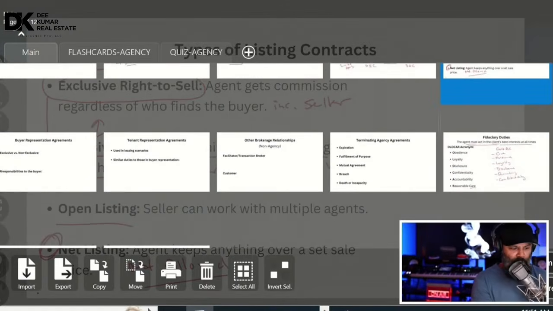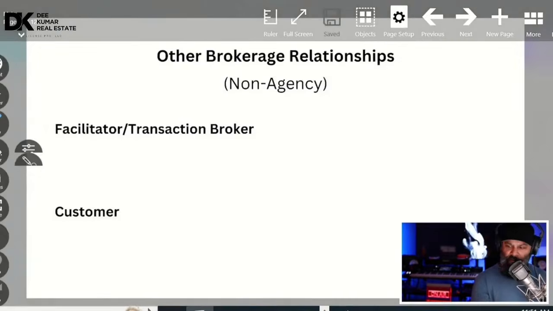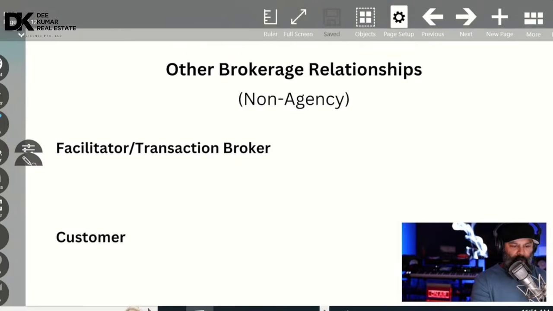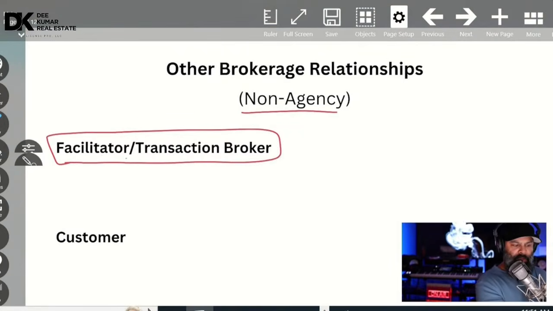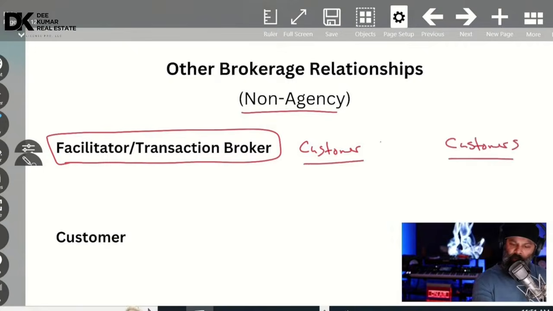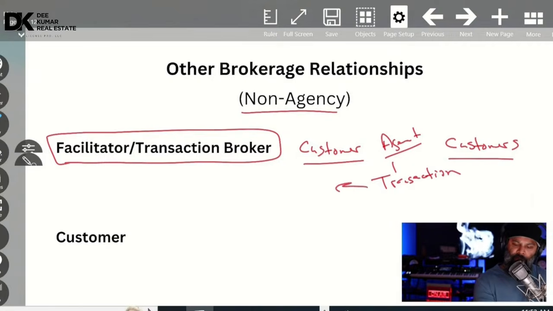I also want to point out that when we're dealing with other brokerage relationships, there is another non-agency relationship called a facilitator. In some states, y'all call them transaction brokers. Facilitators and transaction brokers are basically where there is no specific client representation. So there is no client. Both sides are customers, and the agent is representing the transaction, not the sides.